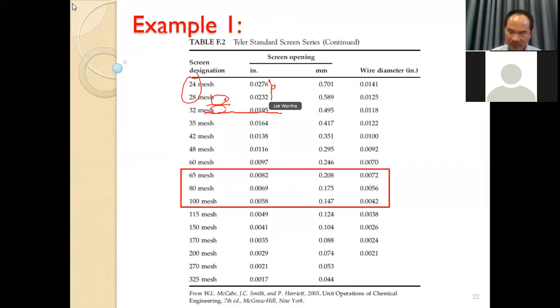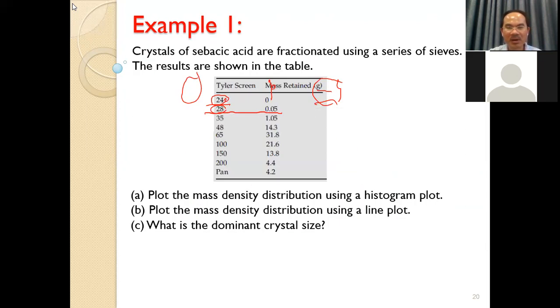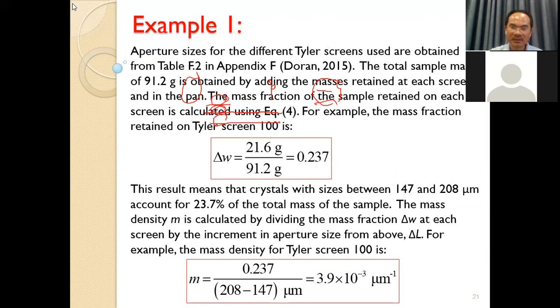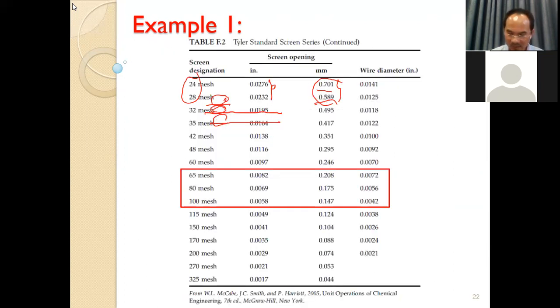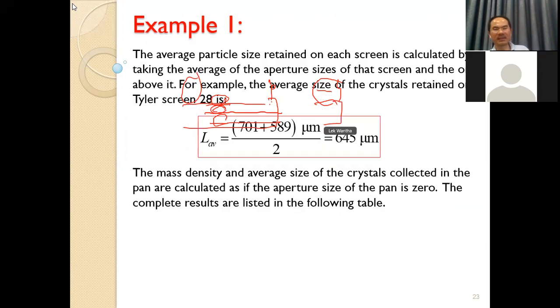That means about 0.05 gram of solid is between 0.02 and 0.027 inch, or 0.7 and 0.58 millimeter. That means the size of this solid is between these particle sizes. And the next one, 1.05, is between 28 and 35. That means the size of this crystal is between number 28 and number 35. You can see that it's between 0.232 and 0.0164. The size of this crystal is between these two sizes, for example. Okay, this is the mean.